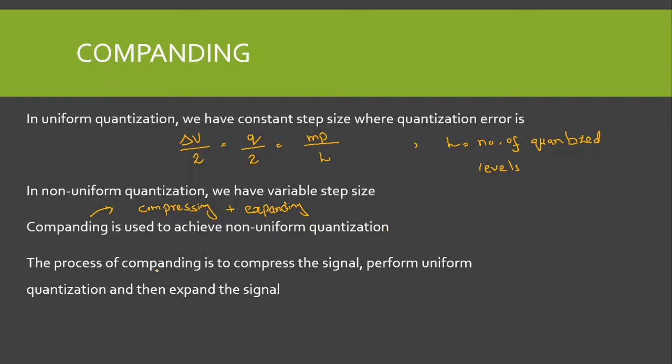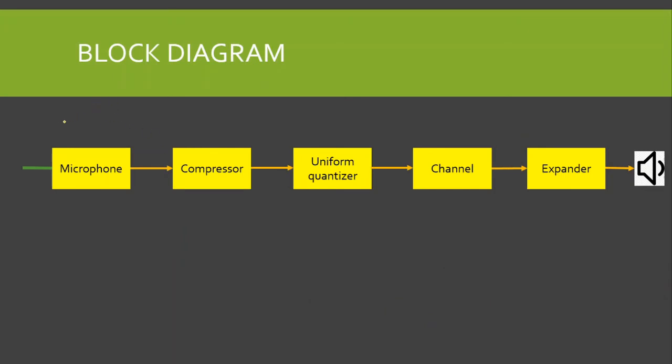And what is the process of this compounding? Because we have a compressor and an expander, the process of compounding is to compress the signal, next perform uniform quantization, and finally expand the signal. As a result, this is going to give you a non-uniform quantization. So the process consists of passing a signal to a compressor, then performing uniform quantization, and finally passing the signal to the expander. So here is the simple block diagram of compounding.